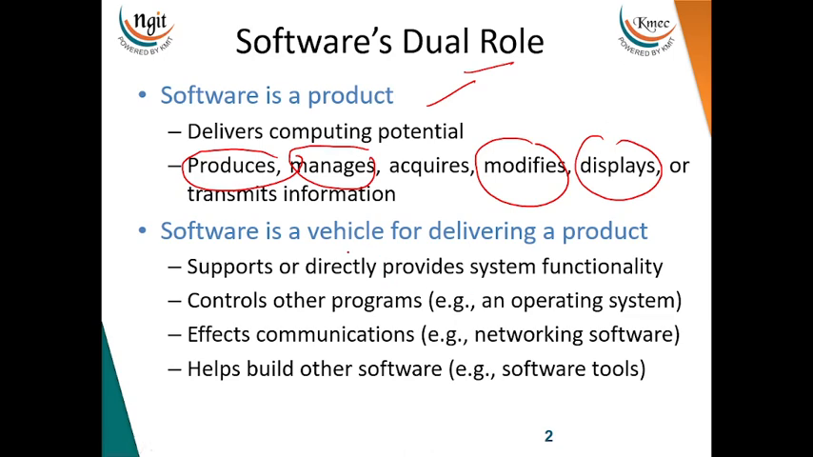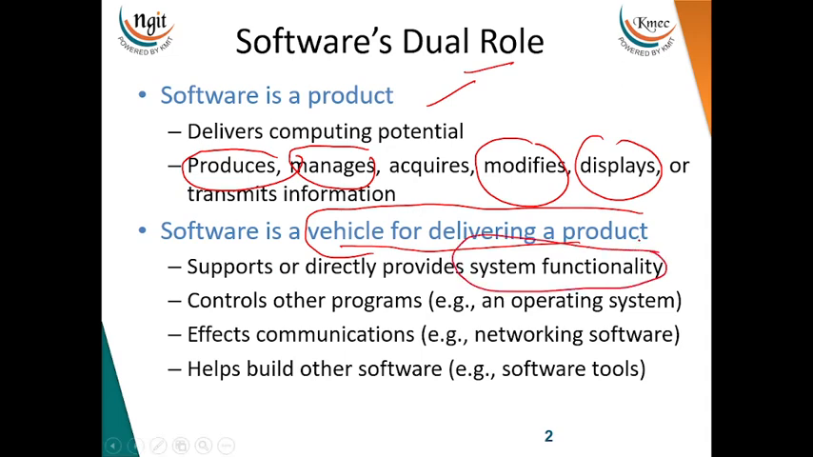The second one is that software is a vehicle for delivery of a product. What do you mean by that? It supports or directly provides system functionalities. Like it can add new things to your system, and if you have a new requirement, you can modify the software based on the requirement and perform the task. It can also control other programs, like an operating system. If you have two operating systems, one Windows and another Linux, you can control them with the help of software.